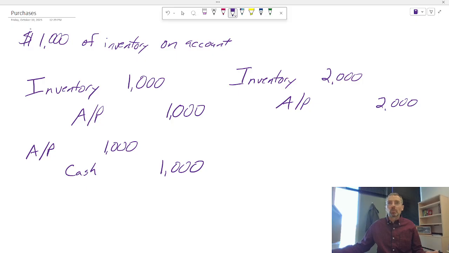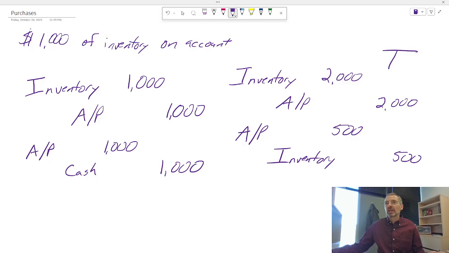So in that case, we no longer have $2,000 in inventory, so we need to credit inventory for how much we sent back. In this case, let's say we sent back $500 of the inventory. For some reason, again, maybe it's the wrong color or messed up our order or it's damaged, whatever the reason, we returned it. So our inventory goes down $500 because we no longer have it. The other thing that happens is we also no longer owe $2,000. So we only owe $1,500. So we also need to make accounts payable go down $500.